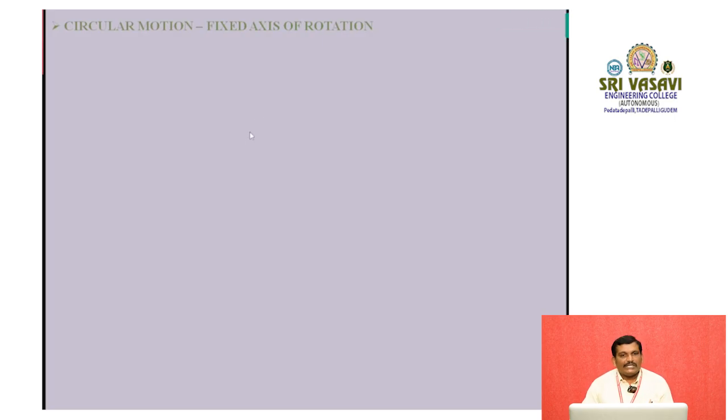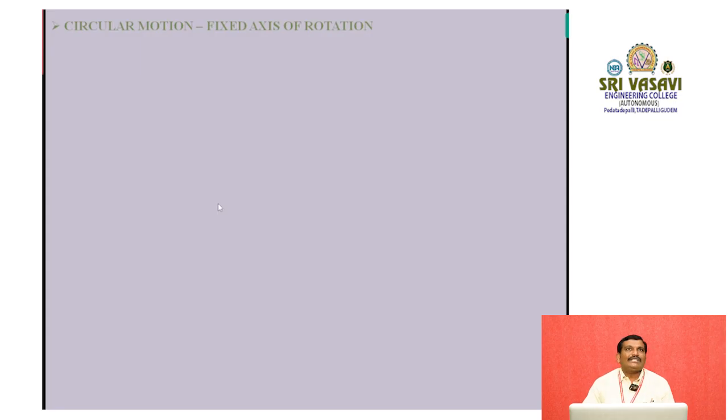Coming to circular motion, it is a special case of curvilinear motion. A body is said to be in a circular path if its distance from a fixed point in the plane of rotation is constant. This constant is called the radius, and the fixed point is called the center.